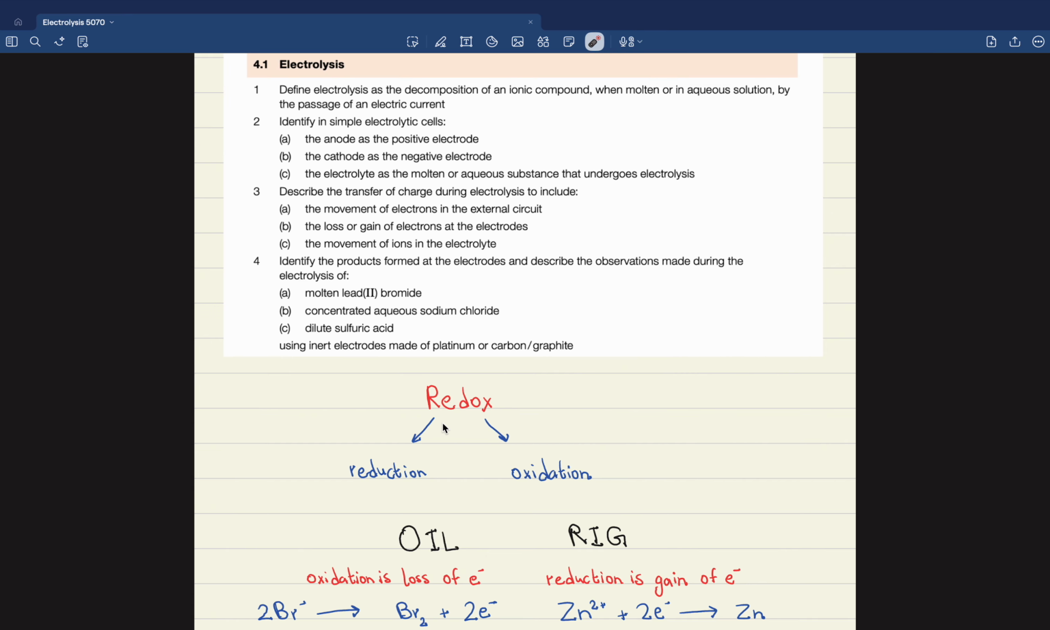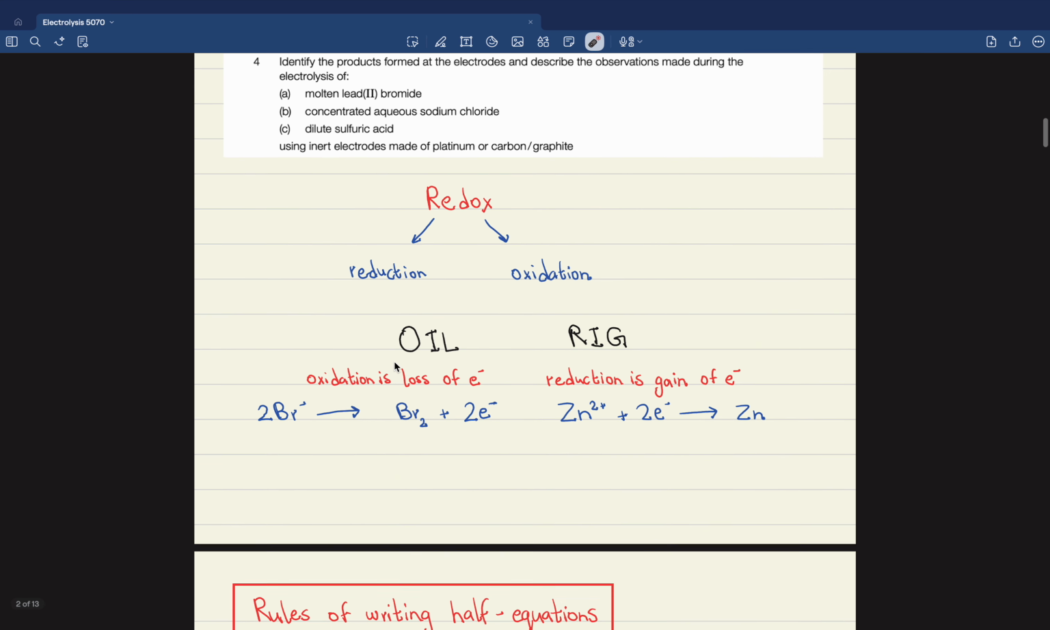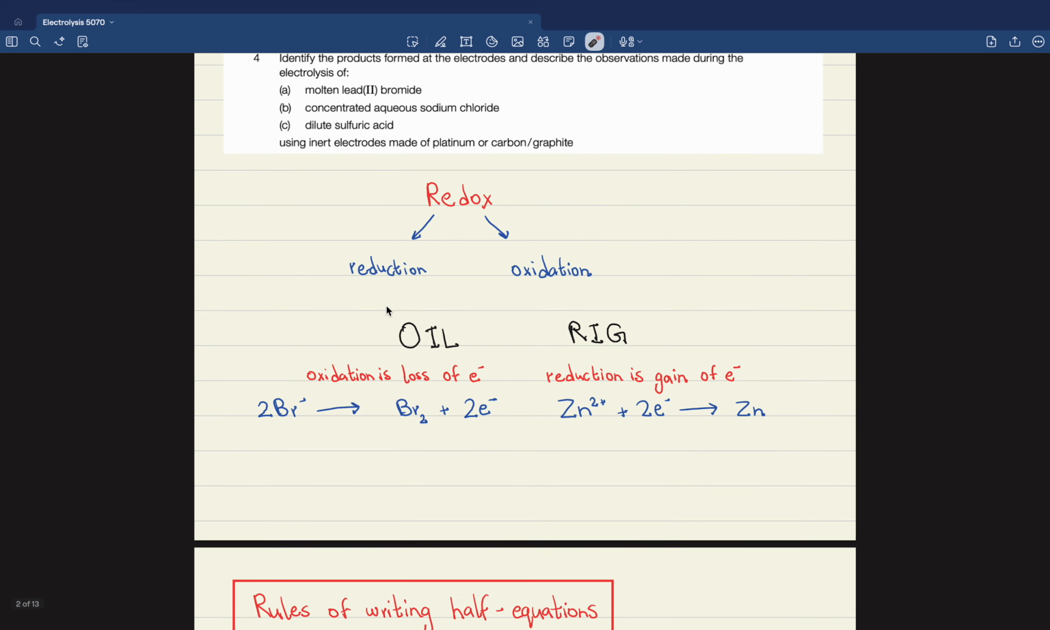A redox reaction is one जिसमें reduction and oxidation दोनों हो. Reduction and oxidation is what make up the word redox. OIL RIG was a mnemonic that helps you remember कि oxidation और reduction क्या है. Oxidation is the loss of electrons and reduction is the gain of electrons.